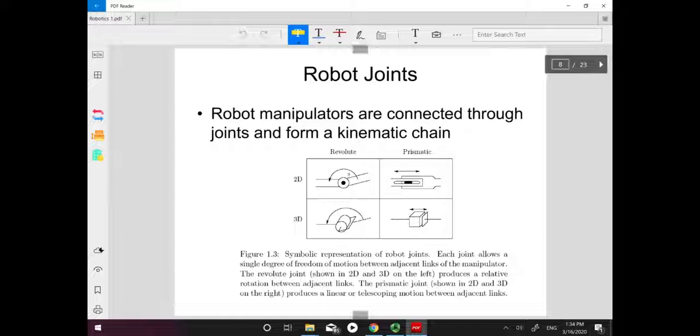Say, for example, if a robot has 3 joints, and one joint is rotating, it is going to control the motion of the next link, and then further it will form a kinematic chain. So later we're going to show that. Okay.